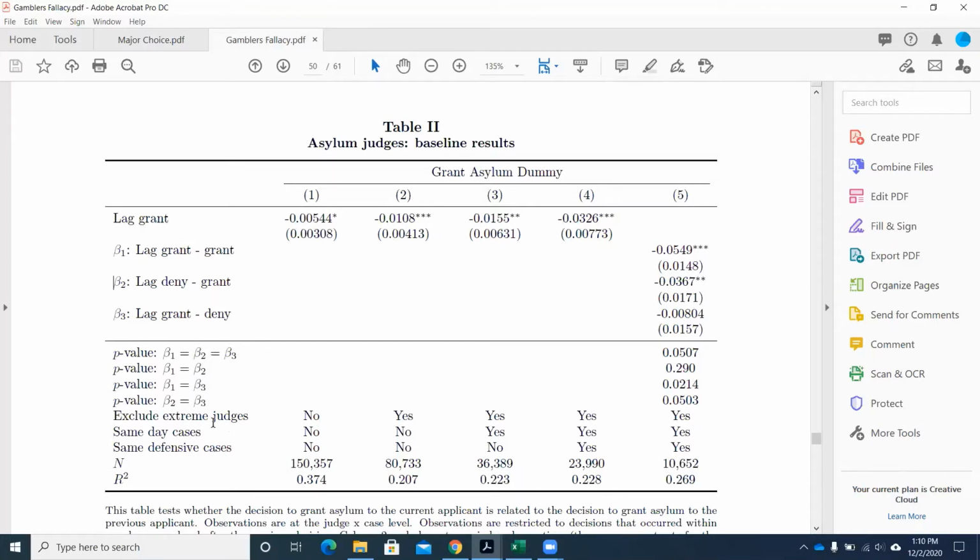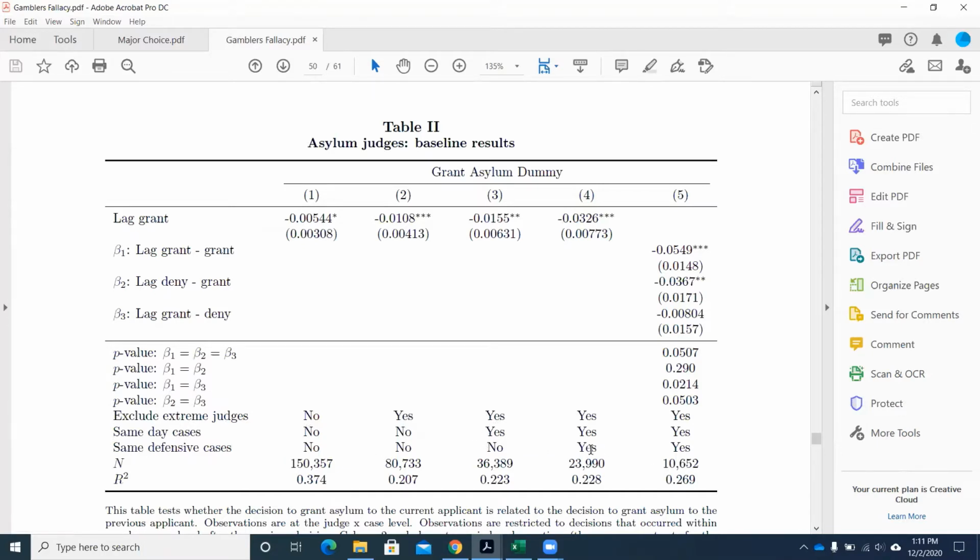Notice each column, they start to exclude certain things. Maybe, I forget, the extreme judge was something like a judge who had granted very few asylums, right? So they kind of got rid of them, excluded them in this column. Then they made sure that the cases were made in the same day, right? Because maybe my last case of the day doesn't have any effect on my first case the next morning, right? But cases that are within a very similar time frame might matter more.